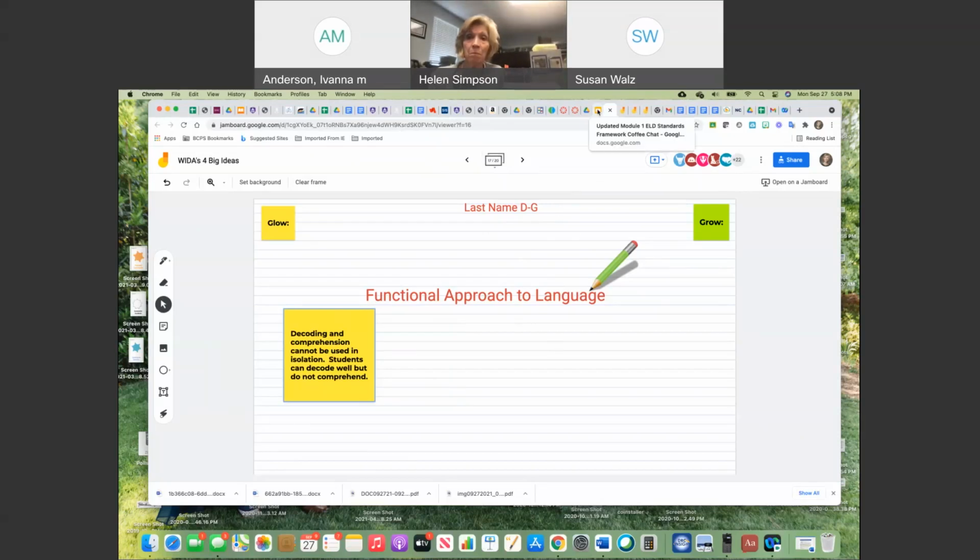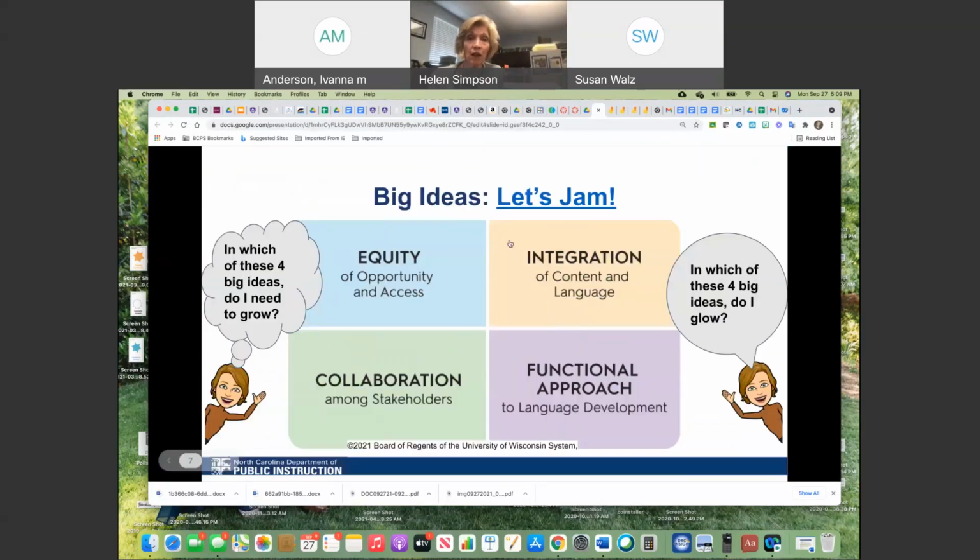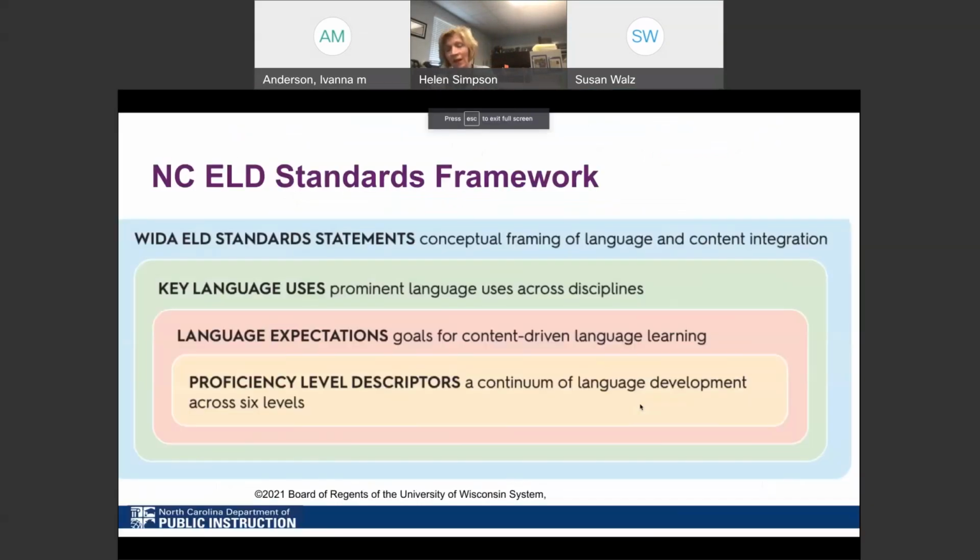Okay, let's head back to our presentation. Thank you for your patience as we jammed and learned that we can't have more than 50 participants on a Jamboard. Okay. Let's move to take a peek at the framework graphic. And if you'll take just a moment to drink this in, it provides a bird's eye view of how the components are nested in the standards framework.